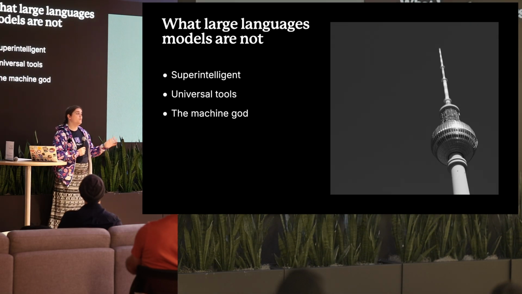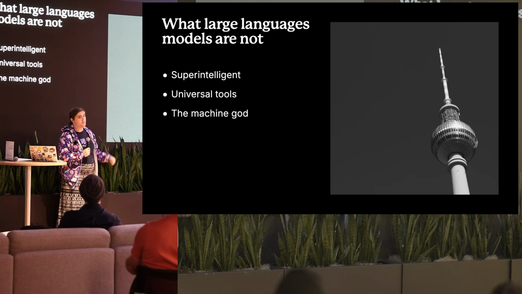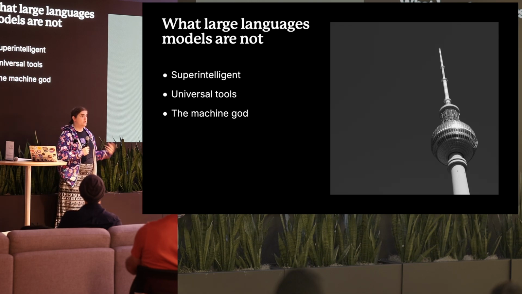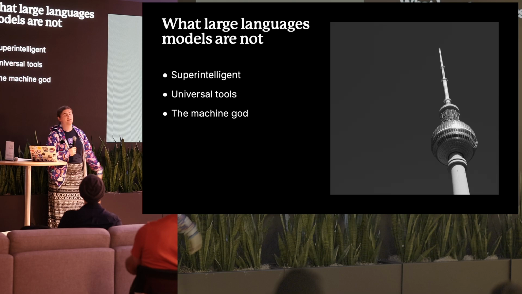So, so that I can continue to crush your expectations of what these things are, here's what large language models are not. They're not super intelligent, they're not universal tools, and they're not a path to the machine god. Sorry, Rocco, you're safe this time.